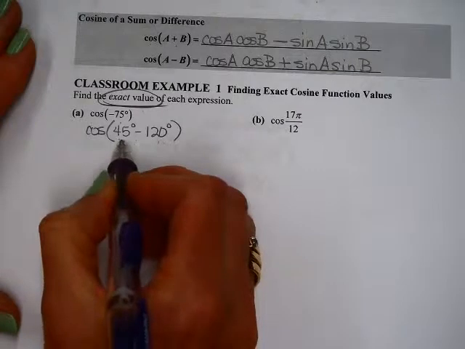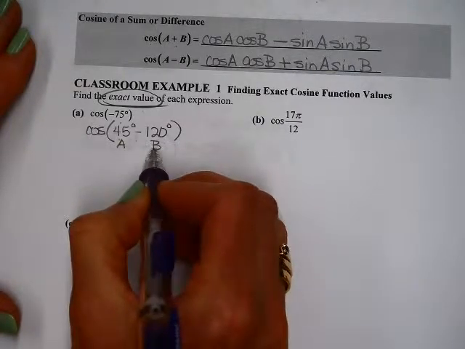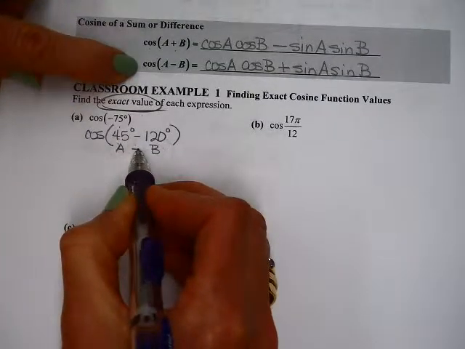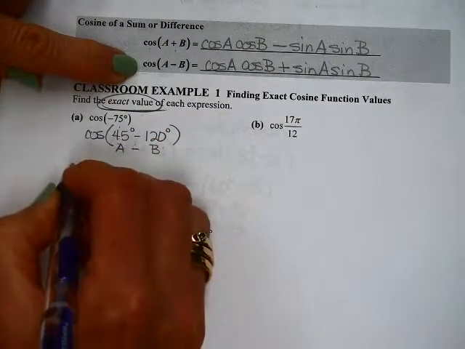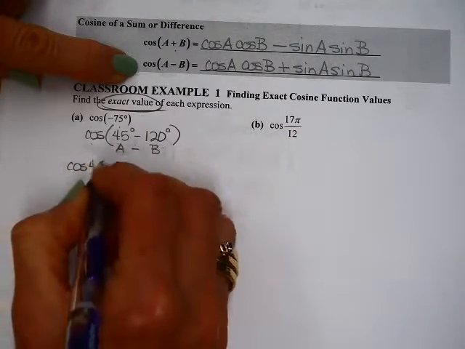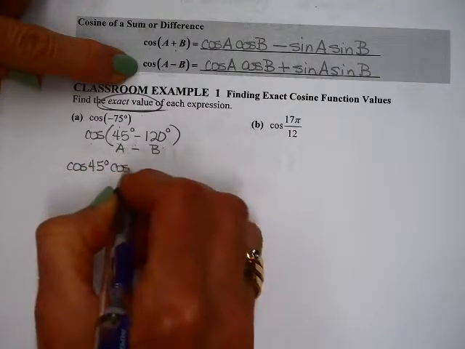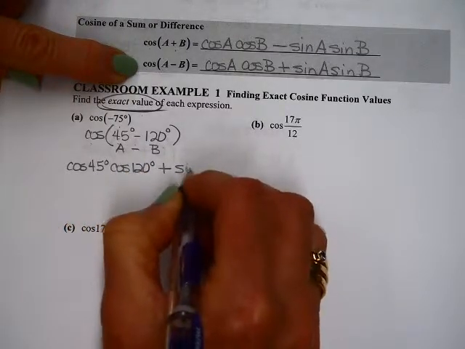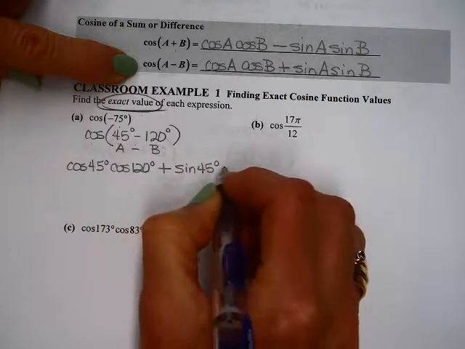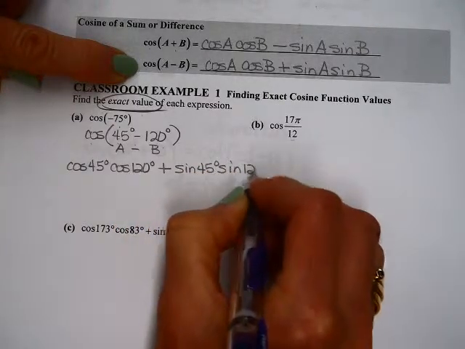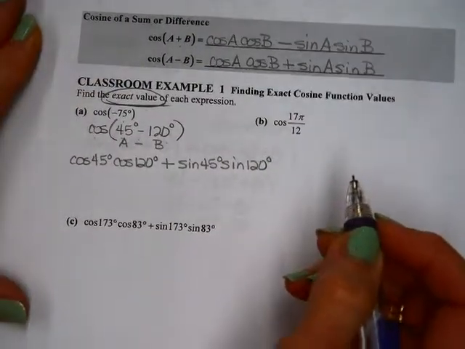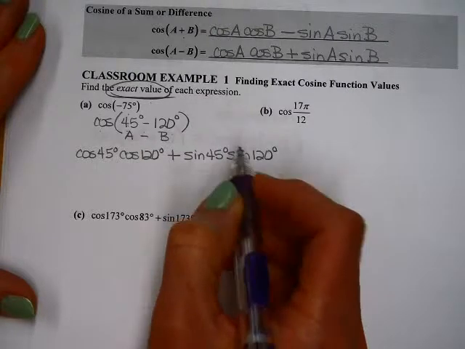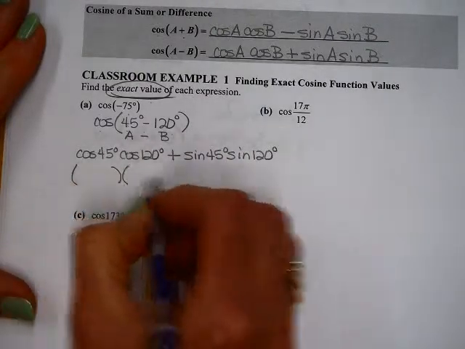Okay. So when you subtract, this is going to be A, this is going to be B. So this is the cosine of A minus B, which is this formula right here. So I need the cosine of 45 degrees times the cosine of 120 degrees plus the sine of 45 degrees times the sine of 120 degrees. Just use the formula.